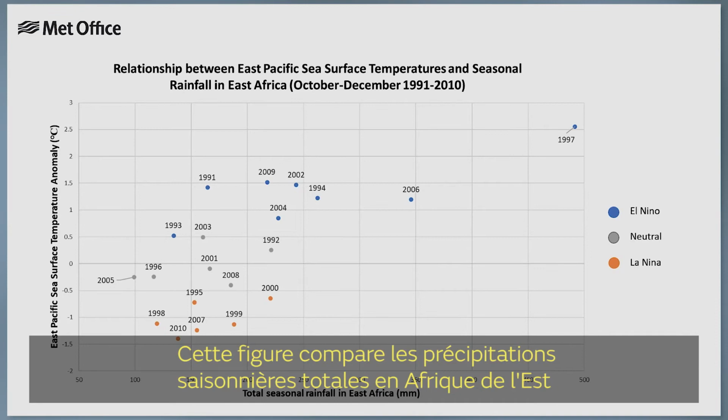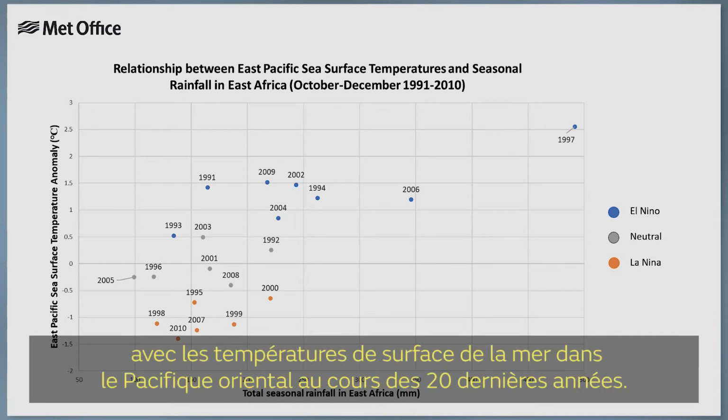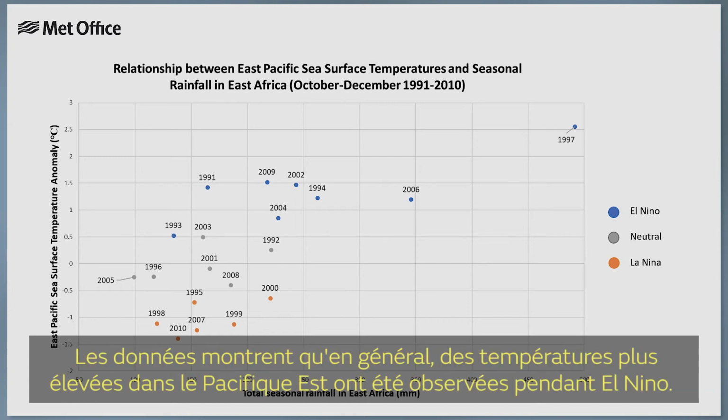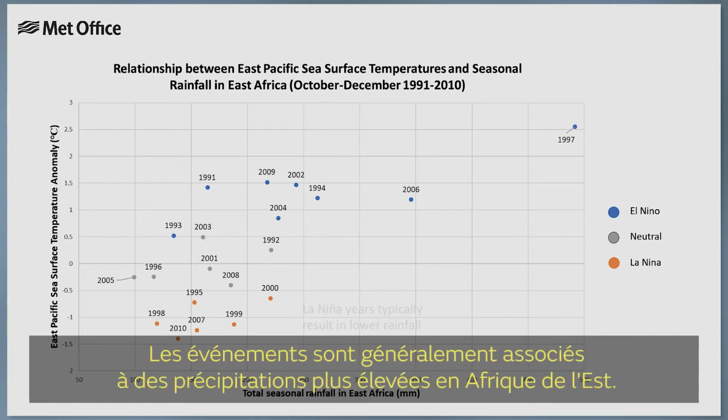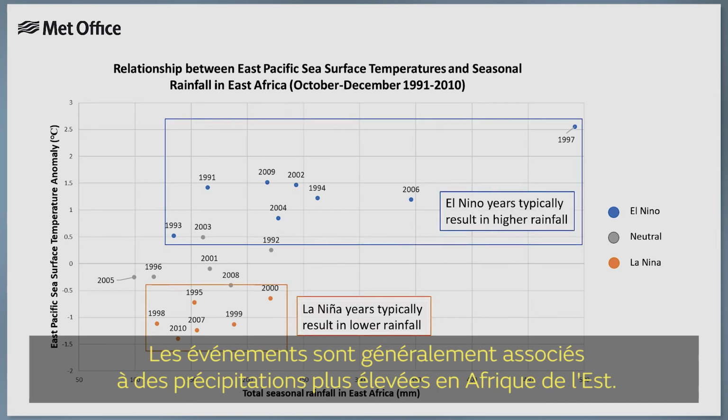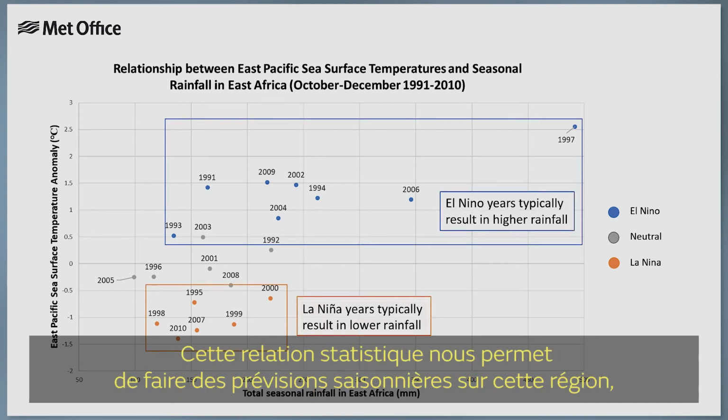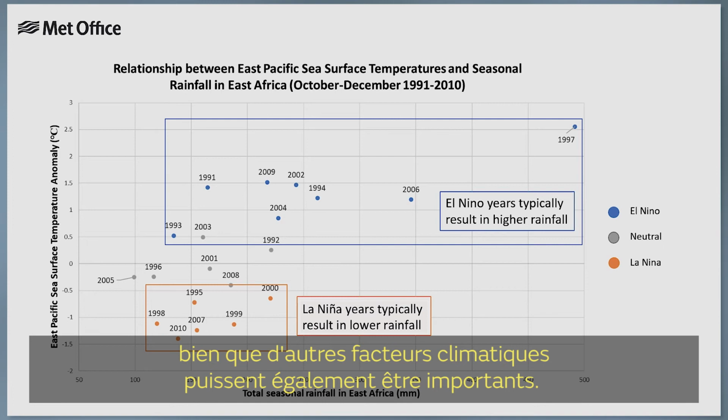This figure compares seasonal rainfall totals over East Africa with sea surface temperatures in the Eastern Pacific over the past 20 years. The data shows that, in general, higher temperatures in the East Pacific, as occurred during El Niño events, are usually associated with higher rainfall amounts over East Africa. This statistical relationship allows us to make seasonal forecasts over this region, although other sea surface temperature drivers in the Indian Ocean can also be important to consider.